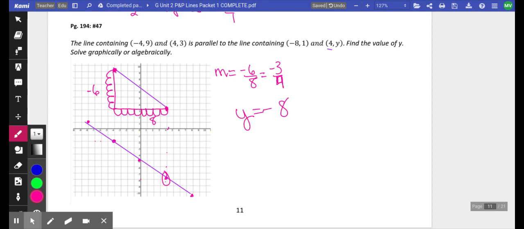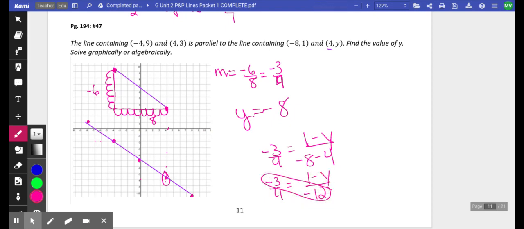Now I can do that algebraically as well. So I can use my slope formula. I can say that the slope is negative 3/4. So negative 3 over 4 equals 1 minus y over negative 8 minus 4. And then do what I can. So it's 1 minus y over negative 12. And then cross multiply, and I get 36 equals 4 times 1 minus y in parentheses.